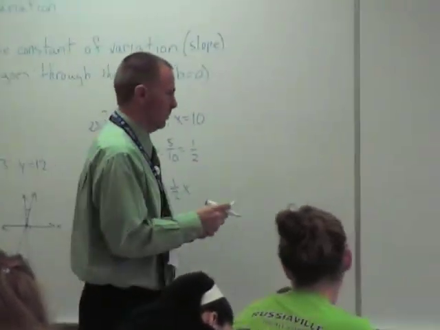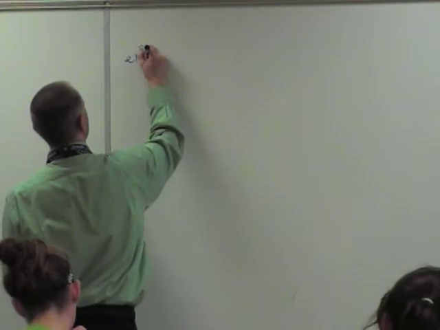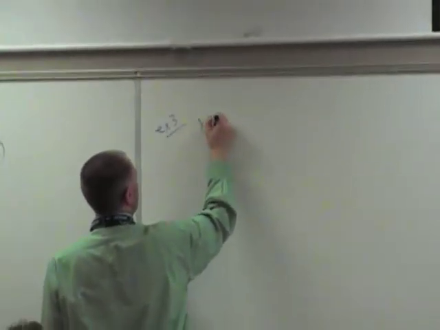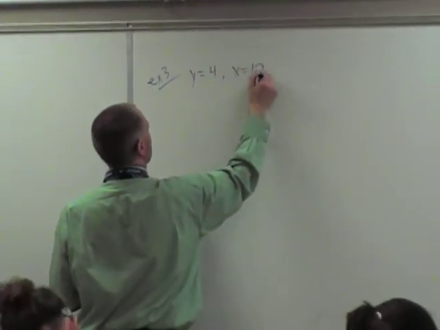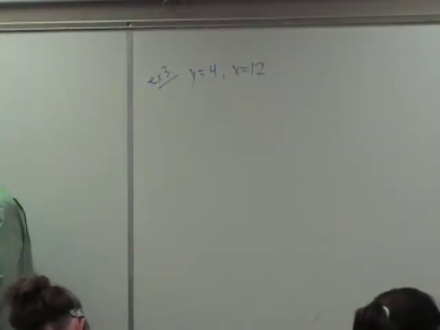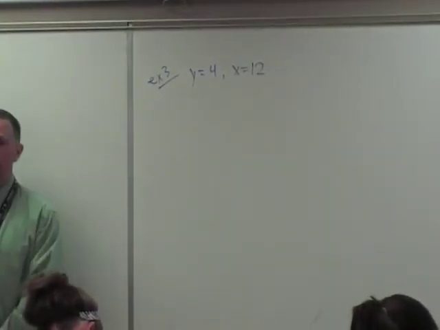All right. Example 3. Let's see if you really got it. I want to see how many people can get this. Y equals 4, x equals 12. Put it in direct variation, write the equation.